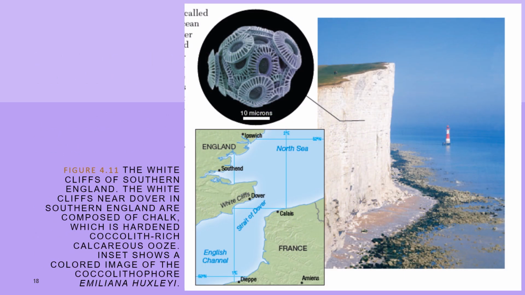So this is a picture of the White Cliffs of southern England. You can see the White Cliffs. They are mostly composed of coccolithophores, the various small plates. They form like a sphere. So this is the White Cliffs, Strait of Dover in England.